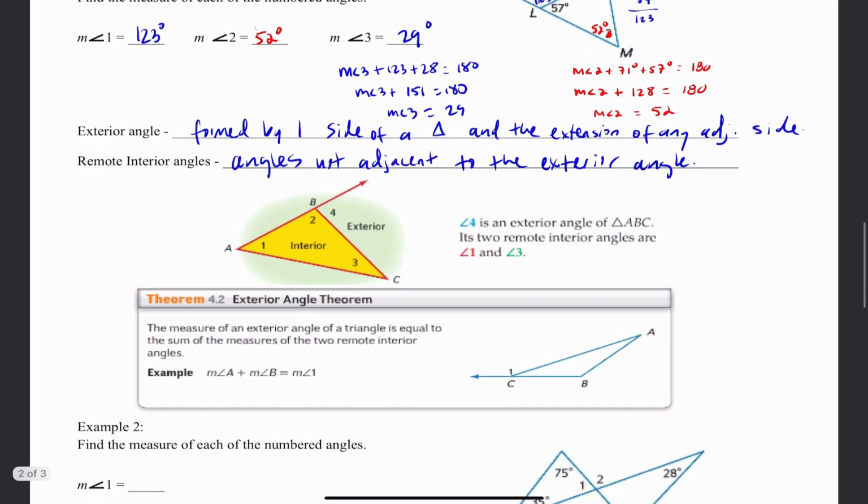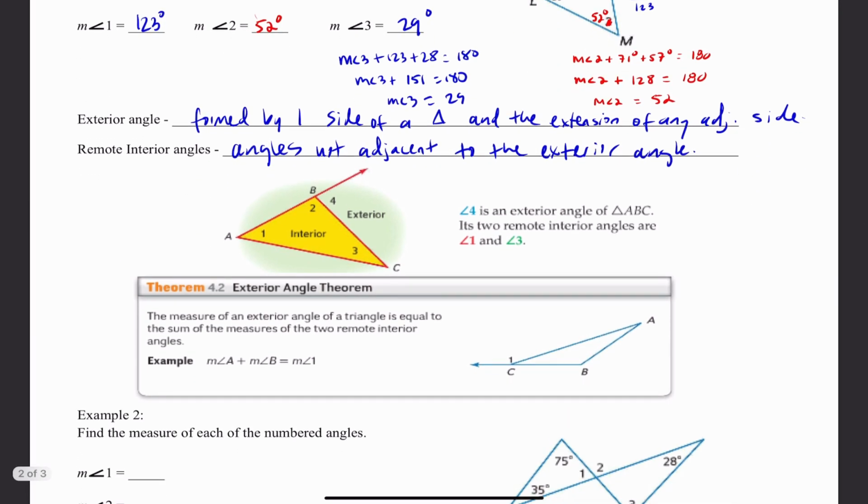So here is an example of an exterior angle, because it's outside of the triangle, and it is basically an extension of any adjacent side. And the remote interior angles are angles not adjacent to the exterior angle. So angles 1 and 2, or sorry, not 1 and 2, angles 1 and 3 are not adjacent to the exterior angle.